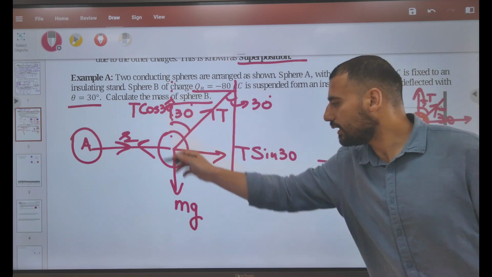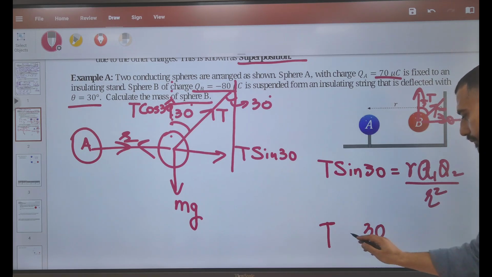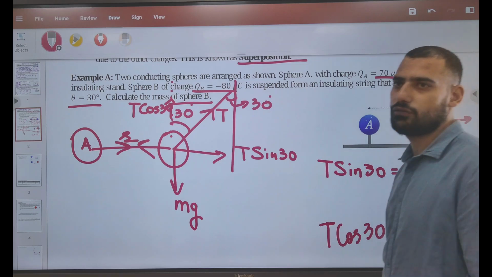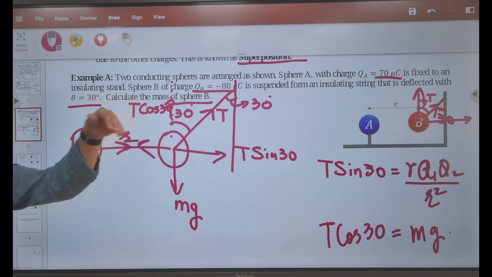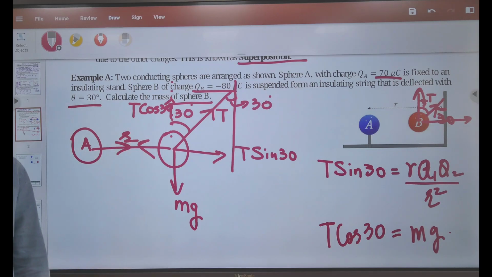And T cos theta will be equal to mg. So you try to equate the two, divide them, you will find tan 30, you will also find r, you will find m. Try to find the distance and the mass. Is that fine? These are the two equations that you get. Is it clear? So I am doing electrostatics. After this, we'll shift to electrodynamics, that is current, and then we can go to magnetics. First, you need to understand this. This is very important. Okay?